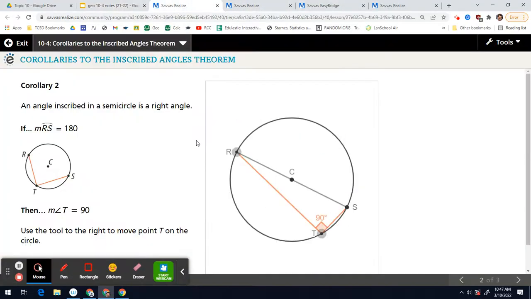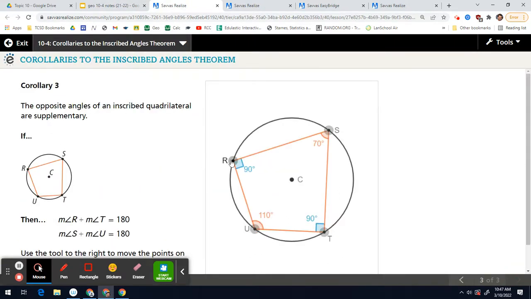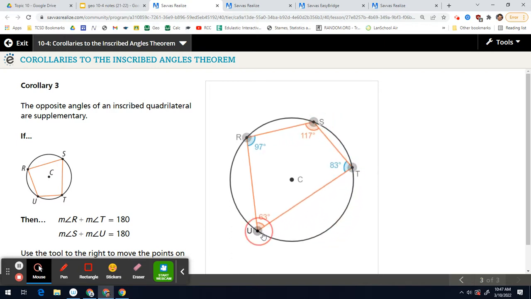So I will move them around to show you. If I move R, if I move T, I have to move those ones. There you go. Now we have 117 and 63, that's still 180, 95 and 85, that's still 180. So there are your corollaries, okay?